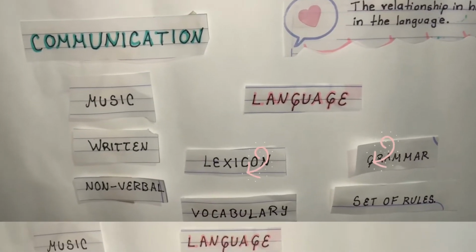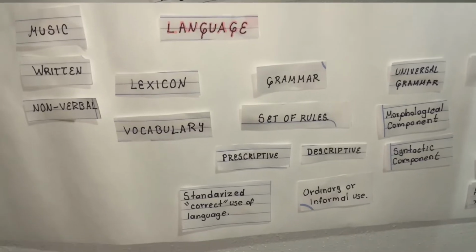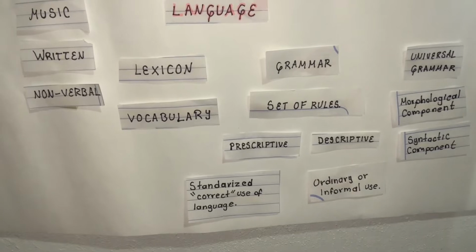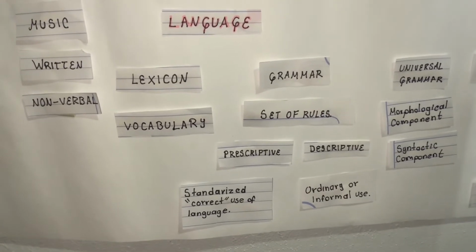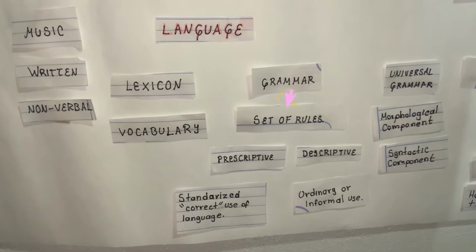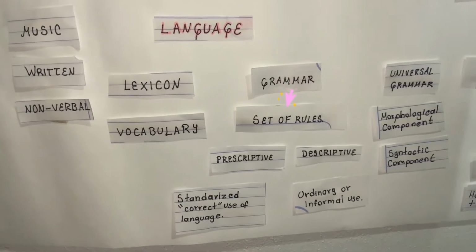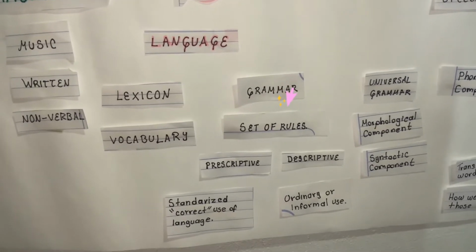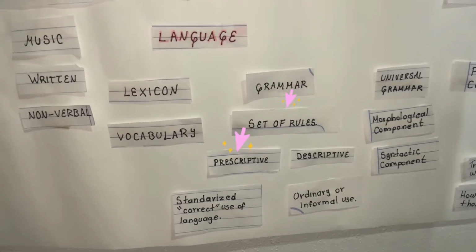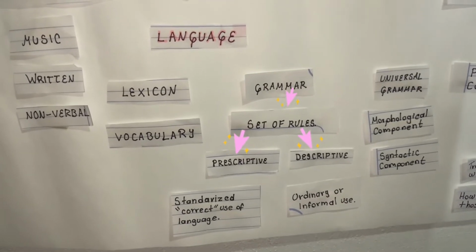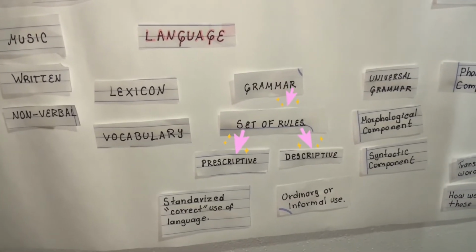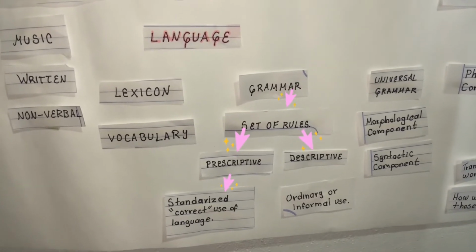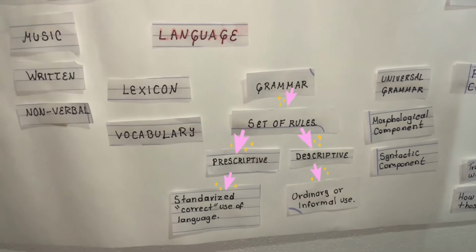But first, we know that language is divided into lexicon and grammar. The lexicon is the vocabulary and the words we know, and grammar is a set of rules that we know about the language. It is divided into prescriptive grammar and descriptive grammar. The prescriptive grammar is the correct way, the grammar that we learn from school, and descriptive is the ordinary or informal use that we learn from real life.